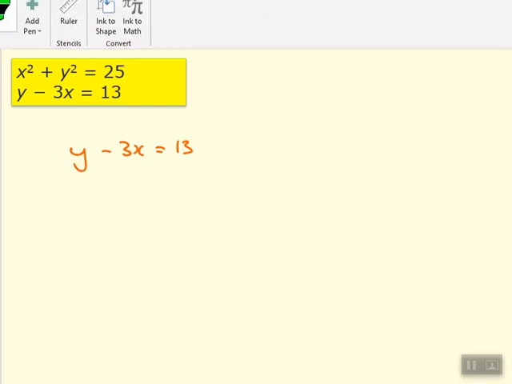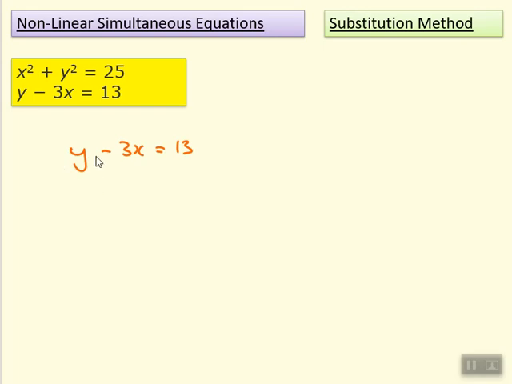Okay, so the idea is you take the second equation, the one without the squares in it, and you try and get one of the letters on its own, the easiest one. So I'm going to get that y on its own. I'm going to get rid of the minus 3x by adding it to the other side, some basic algebra. So that means y is equal to 13 add 3x.